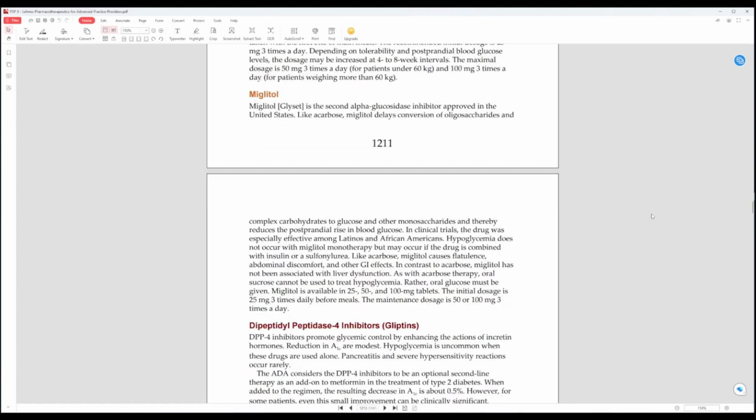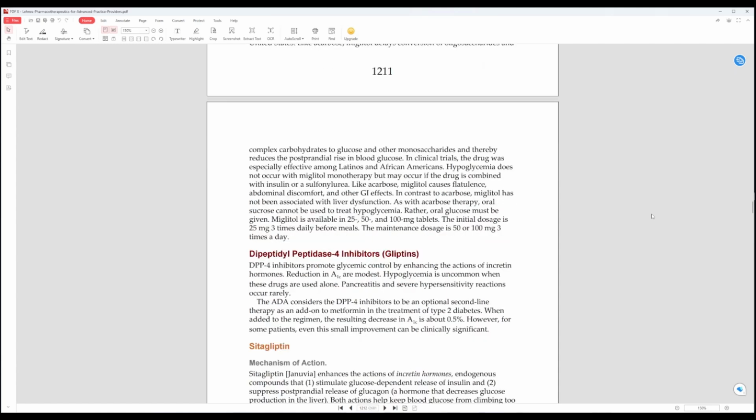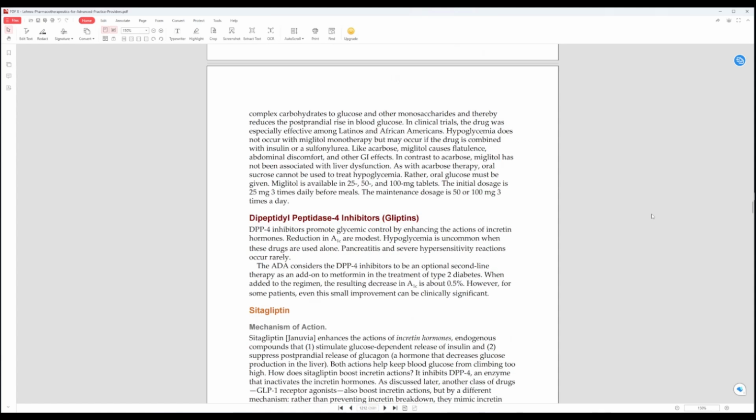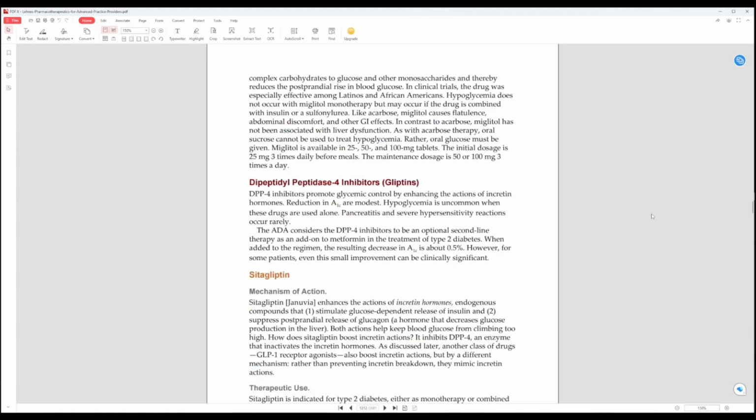Miglitol, or Glyset, is a second alpha-glucosidase inhibitor approved in the US. Like acarbose, miglitol delays conversion of oligosaccharides and complex carbohydrates to glucose and other monosaccharides, and thereby reduces the postprandial rise in blood glucose. In clinical trials, the drug was especially efficient in Latinos and African Americans.